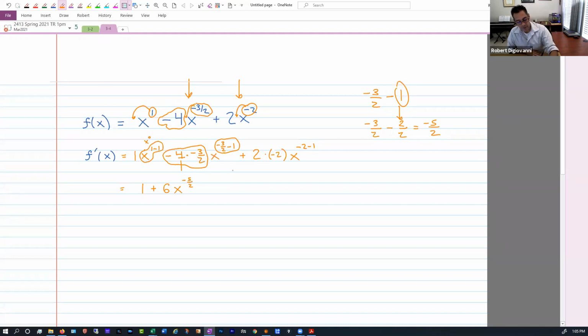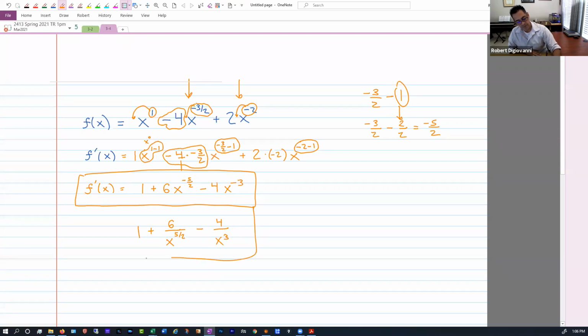And then the last term, we have 2 times -2, which is -4. And then for the last one, we subtract: -2 take away 1, we get x to the -3. And that is the derivative. Now you can leave that answer just like that. Or if you'd like, you could rewrite it. If you don't want to have negative exponents, every x that had a negative exponent, you could drop it to the bottom. So that would be an acceptable answer.